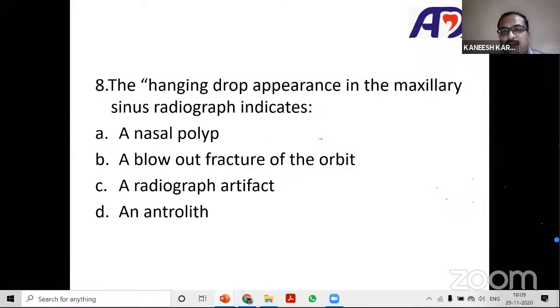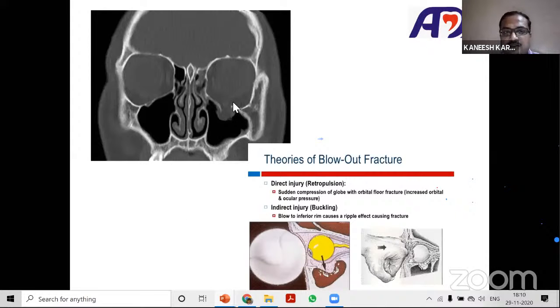The hanging drop appearance in the maxillary sinus radiograph indicates, yeah, blowout fracture of the orbit. Here is a CT scan. Here are the contents of the orbit in the maxillary sinus. So this is a blowout fracture. The infraorbital floor gets fractured when there is a severe trauma from the outside and the contents of the orbit enter into the maxillary sinus. This is called a blowout fracture.